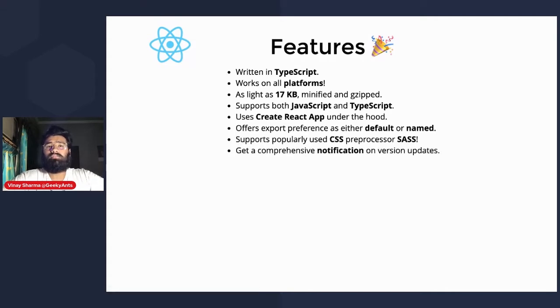And every time there's a new version update available to Rapid React, you get a comprehensive notification of what the version update is on your next go. And it also sets up routing, and you can also specify custom routes beforehand. And then we have scaffolding commonly used folders.